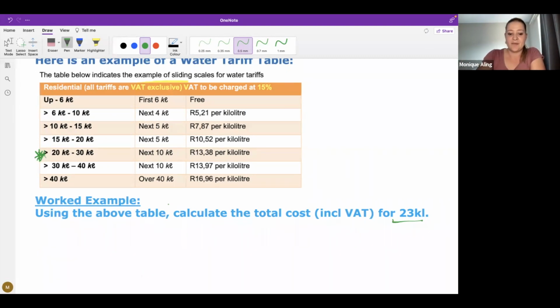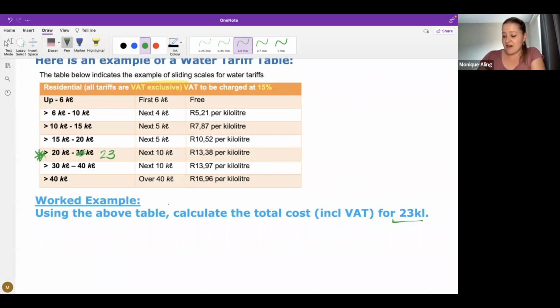Okay. And just something that I like to do, thank you, Bokhansho, is actually cross out, because we're not going all the way to 30, we're going up to 23 kiloliters. So you can obviously do this on your exam page when you get it, you can write on it. So we're going up to 23 kiloliters.